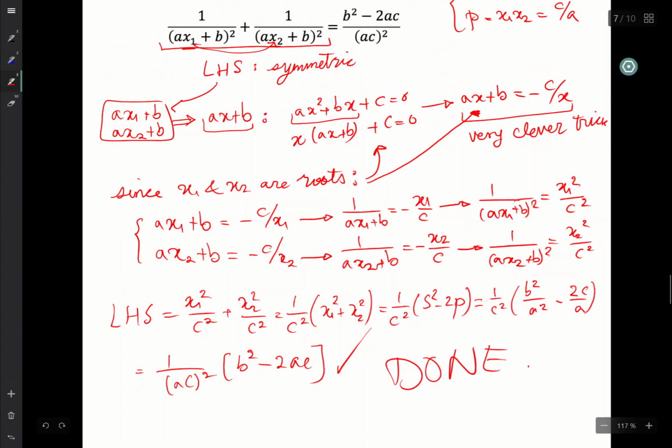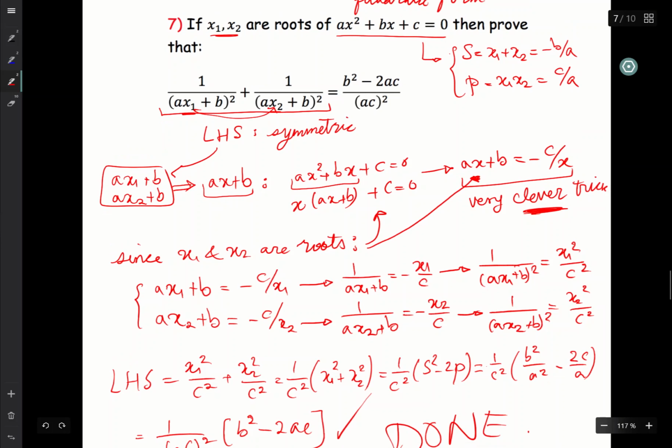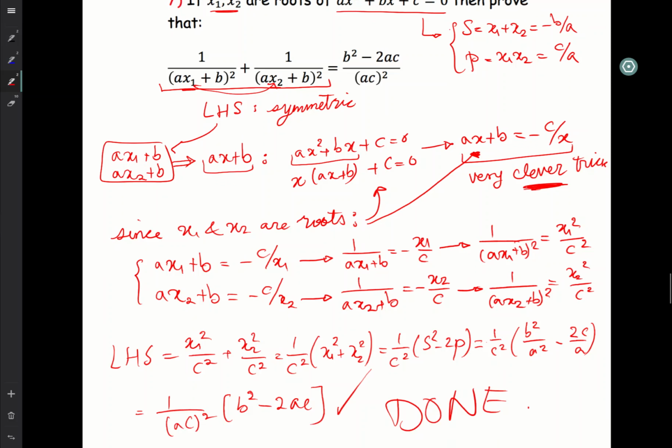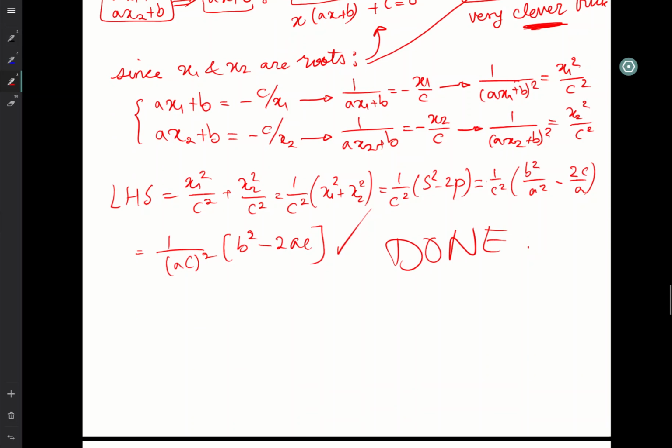So the clever trick here was that instead of trying to mindlessly simplify (ax plus b) squared on the left hand side, we realized that we can write it in another form, if we understand that x1 and x2 satisfy the original quadratic equation. So ax plus b should be minus c over x. And therefore 1 over (ax plus b) is minus x over c for both x1 and x2, right? And that helped us a lot because it's very easy to write x1 squared plus x2 squared in terms of s and p, which is s squared minus 2p.